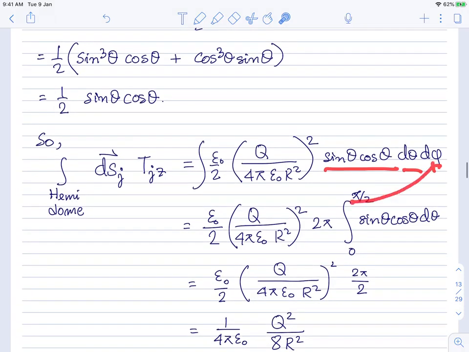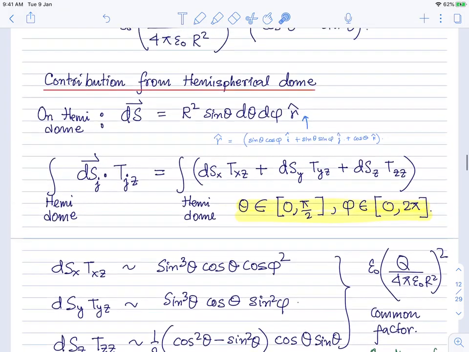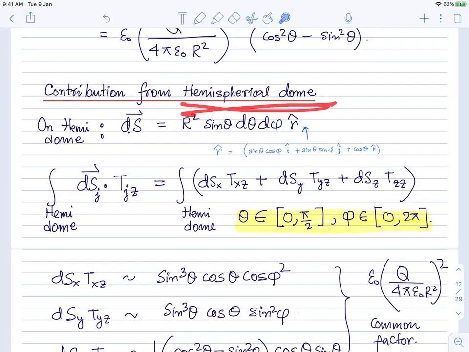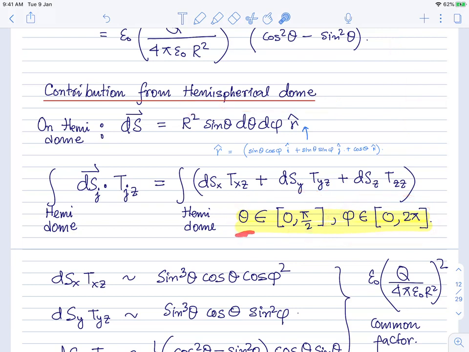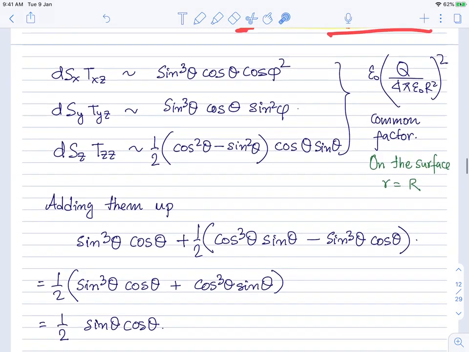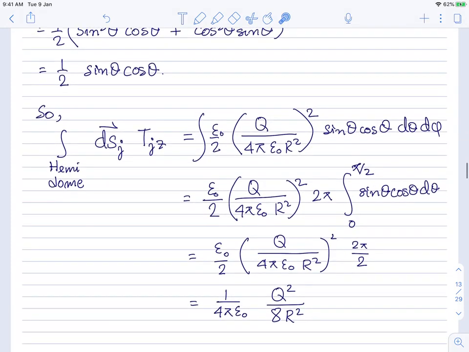The d phi integral is going to give you a 2 pi, because on the surface of the hemispherical dome, phi goes from 0 to 2 pi, but theta goes from 0 to pi by 2. It's the angle with the z-axis, so at the top it is 0, and at the equator it is pi by 2. Phi, on the other hand, goes on for the full 2 pi rotation. Very good. So we can take this now and try to perform the integration.